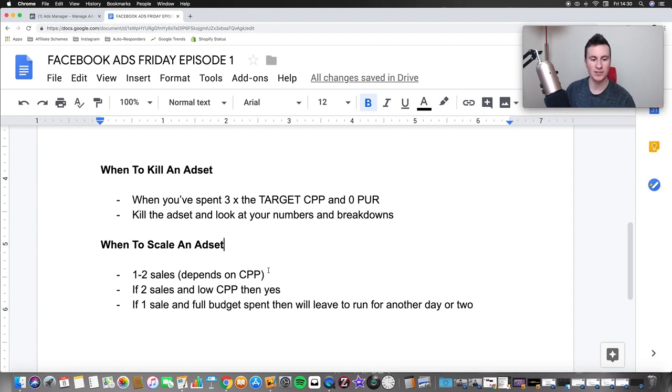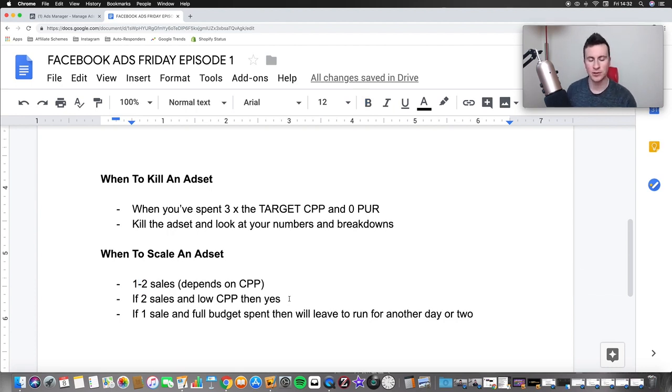So what I tend to do then is give it at least 3 times the target cost per purchase before I even consider killing it or scaling it. So I've spent 3 times the target CPP. I've got between 1 and 2 sales. Now, am I going to scale this? So if I spend 3 times the target CPP and I get 2 sales, then yes, I will scale that ad set. Now, anybody who does the maths on this will work out I'm still making a loss here.